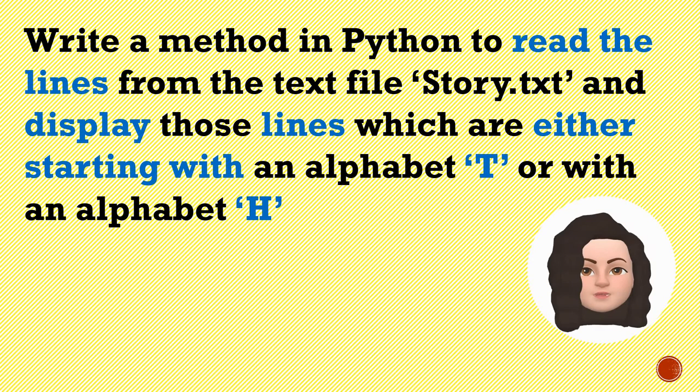Write a method in Python to read the lines from the text file story.txt and display those lines which are either starting with an alphabet T or with an alphabet H. The text file is story.txt. You have to read the text file, and then you have to print the lines which begin with T or H. More or less like the previous program.